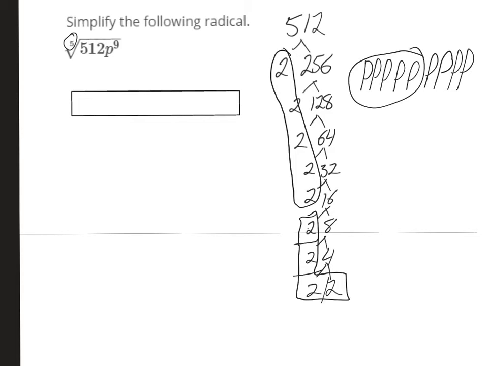So that tells me on the outside, I'm putting everything in circles. So 2, and then a P, fifth root. 2 times 2 times 2 times 2, that is 16. P to the fourth.